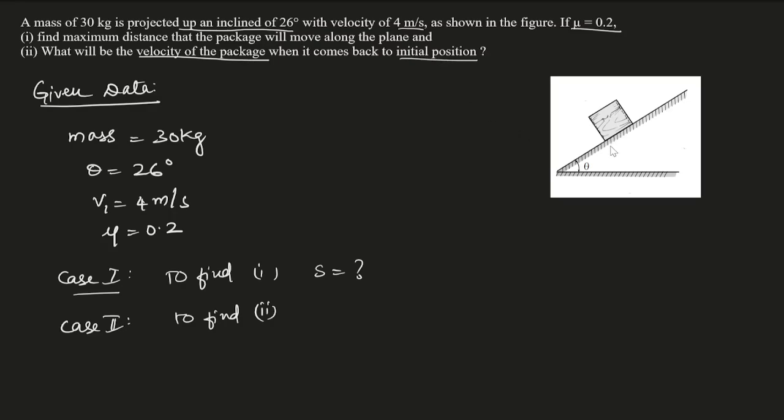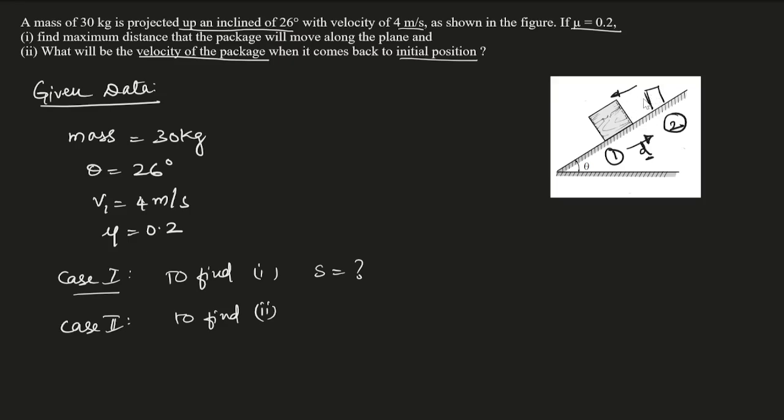Now assume this is our initial first position, and it is going in the upward direction to the second position. That means we have to find this distance, right? That is our first case. In the second case, imagine our box has come to rest, that means it has covered the maximum distance. After covering the maximum distance, it is going to come back to the initial position, that is the first position. In this second case scenario, the data will be changed.